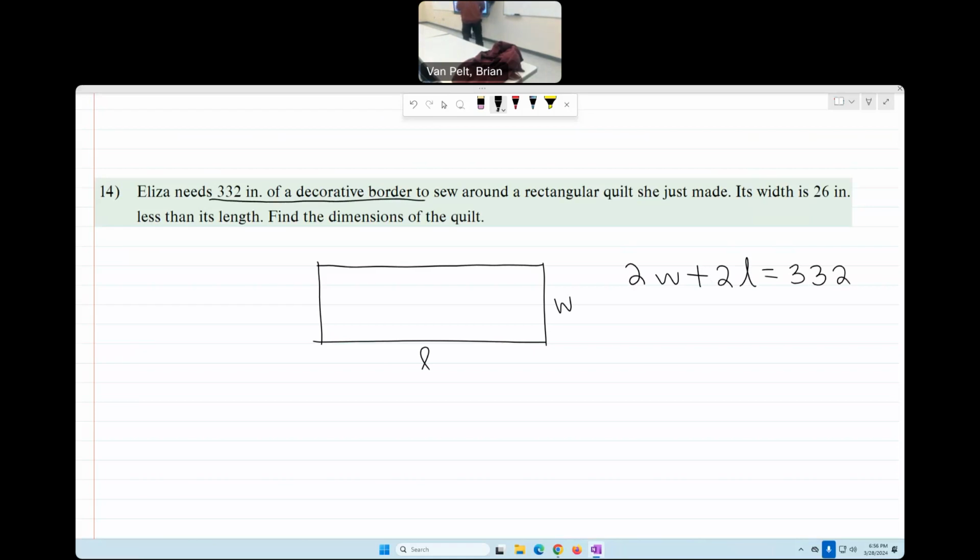But I think this one here gives us a nice equation. Its width is 26 inches less than its length. What should that look like? L minus 26. Take the length and subtract 26 off of it.